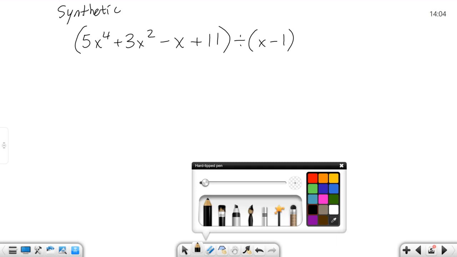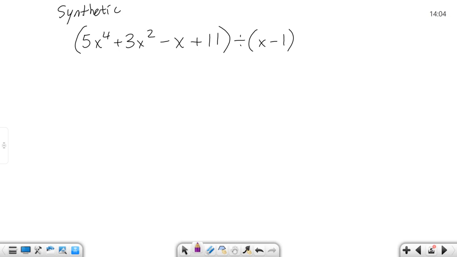Remember, that's the same thing as putting it over x minus 1. The same type of deal is going on here. So if I take this upside down here, put it on my porch, now we take this number, the opposite of it. That's going to be 1. That goes on my porch.